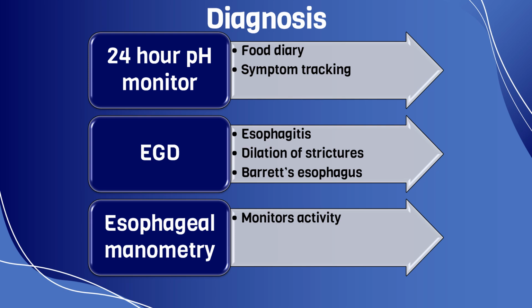So our way to diagnose it is a 24-hour pH monitor. I've got a video. If it doesn't appear in this presentation, I'll pop it in on Blackboard. And you're going to do a food diary and symptom tracking. An EGD, so we're going to be looking for esophagitis if there's strictures present.